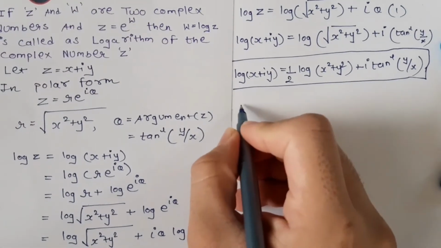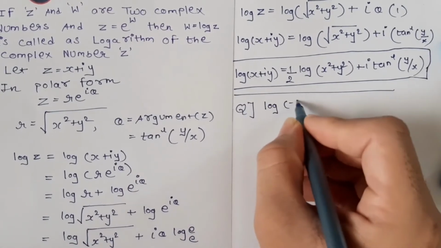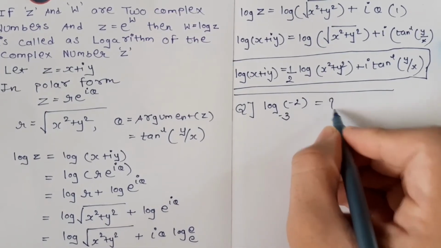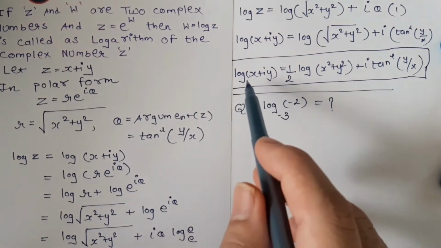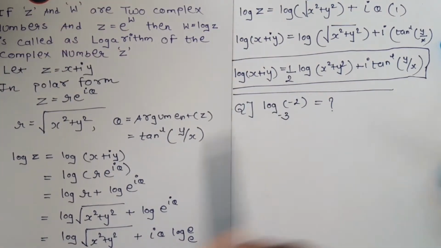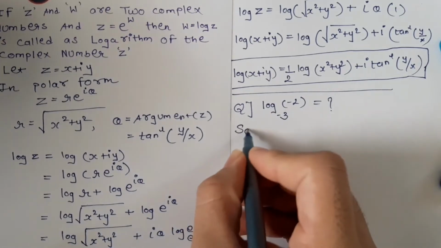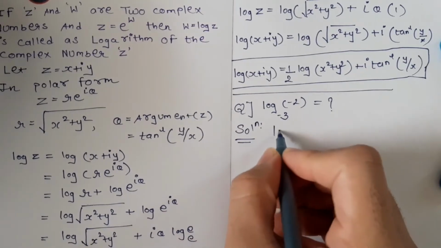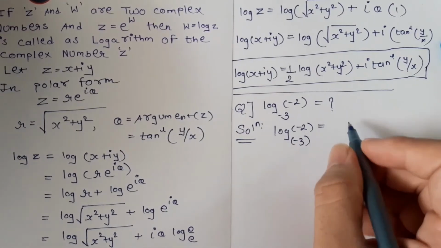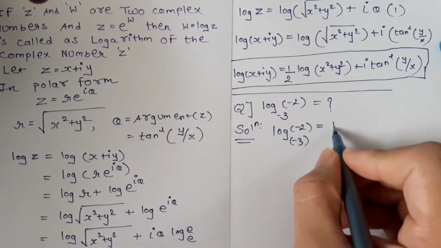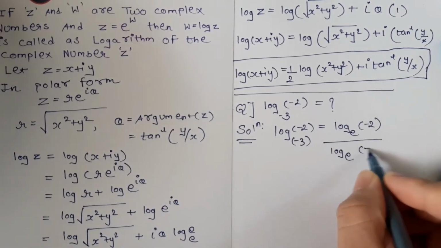The first numerical is: find the value of log of minus 2 to the base minus 3. We have to find the value of this. According to our formula, the base of the logarithm should be e, but here the base is minus 3. So first we have to convert the base of this logarithm to e. Solution: log of minus 2 to the base minus 3 will be converted into log to the base e, that is log e of minus 2 divided by log e of minus 3.